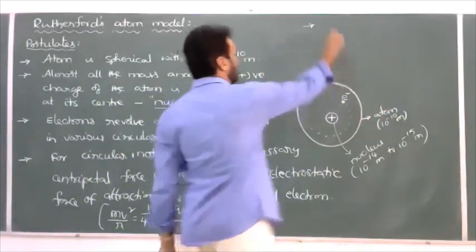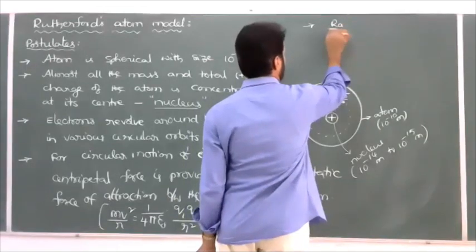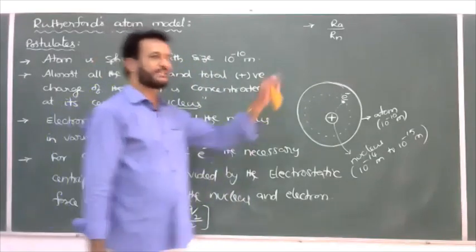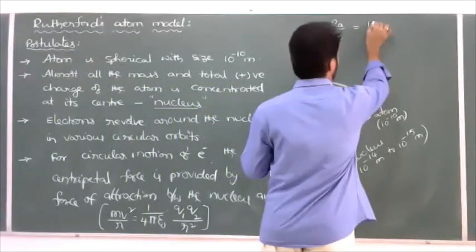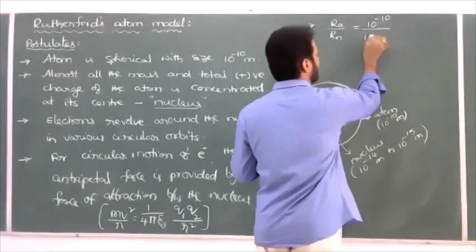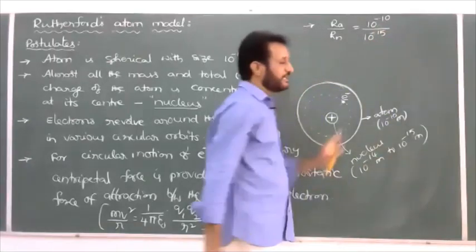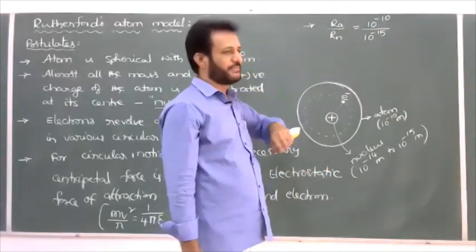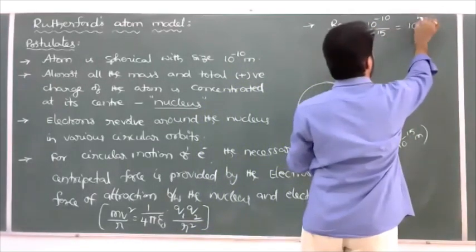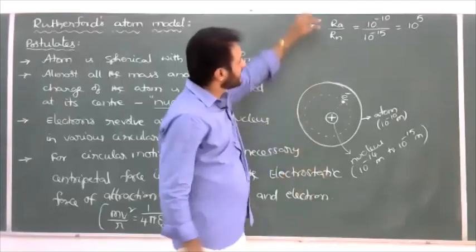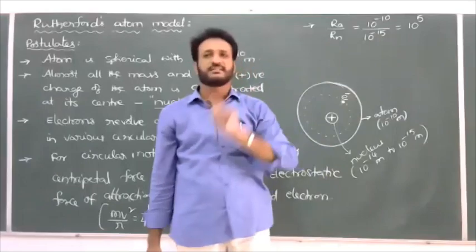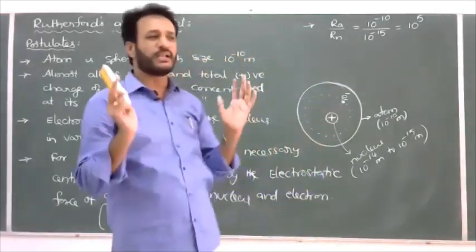For example, if you take the radius of the atom divided by the radius of the nucleus, RA, radius of the atom, RN, radius of the nucleus. The size of the atom is 10 power minus 10 meter, and the size of the nucleus I'll take as 10 to the power of minus 15 meter approximately. Taking minus 15 to the numerator, plus 15 minus 10 is equal to plus 5, which is 10 power 5, means 1 lakh. So the size of the atom is equal to 1 lakh times the size of the nucleus. So the atom is nearly 10,000 to 1 lakh times bigger.